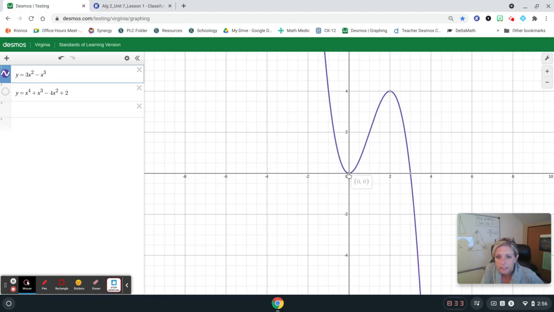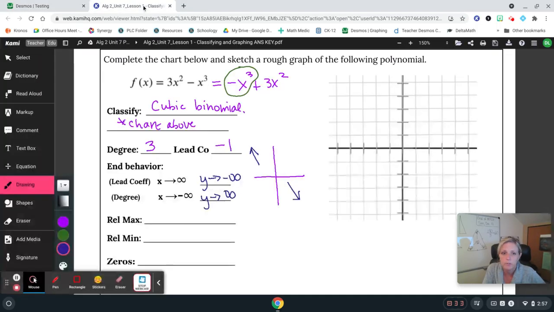So you can see here, I have a minimum. And remember, if I click on it, it will highlight that point for me. So I have a relative min at 0, 0. So let's go back over here and say my relative min, I have one of them at 0, 0.